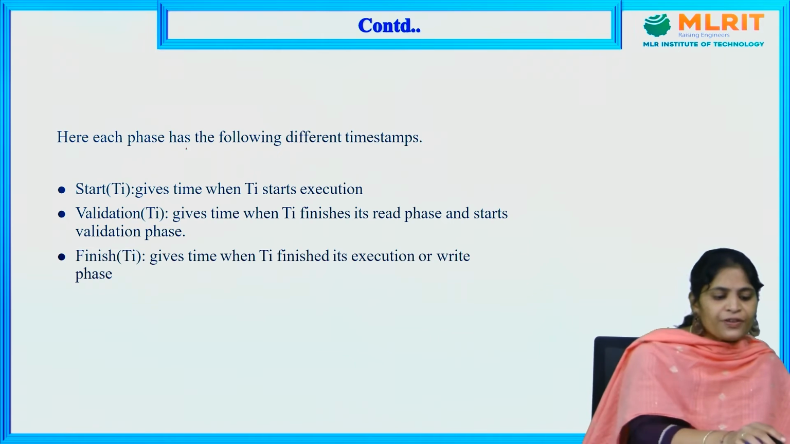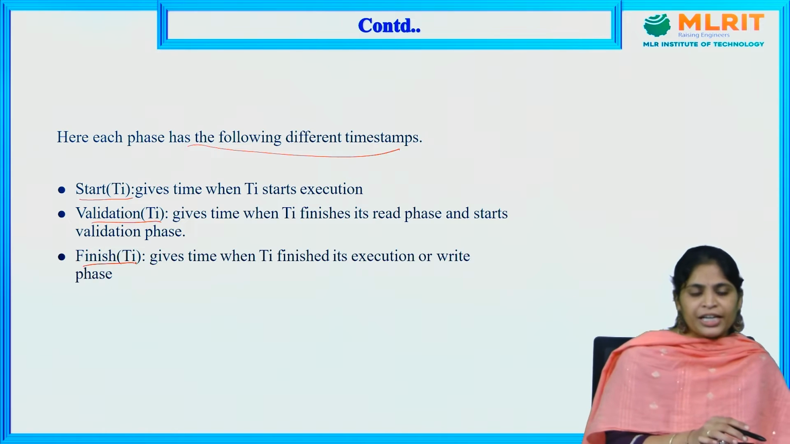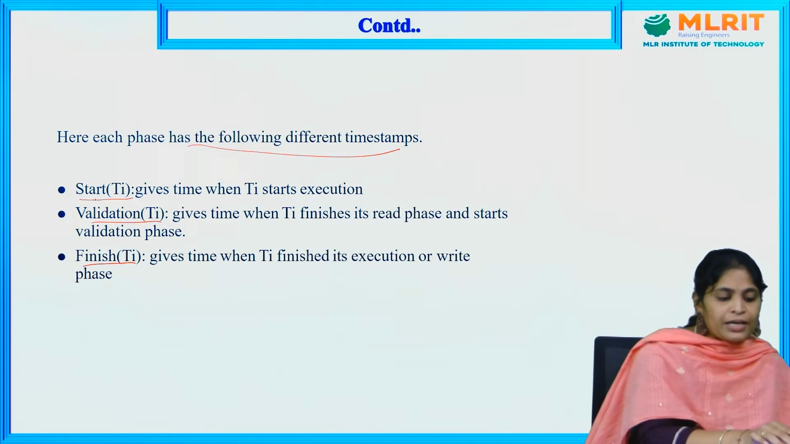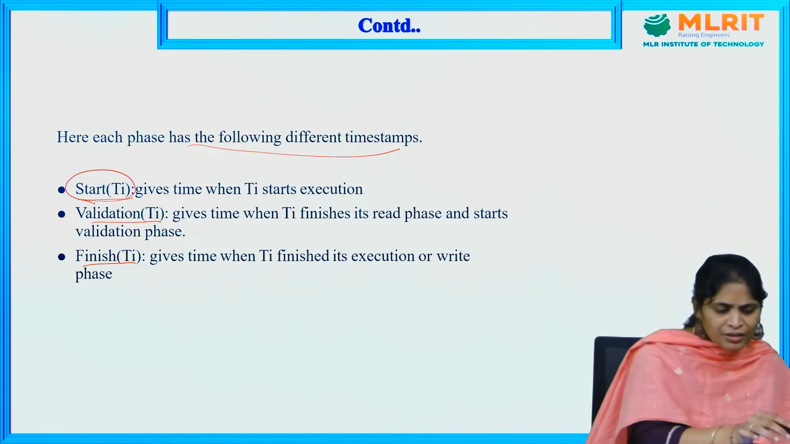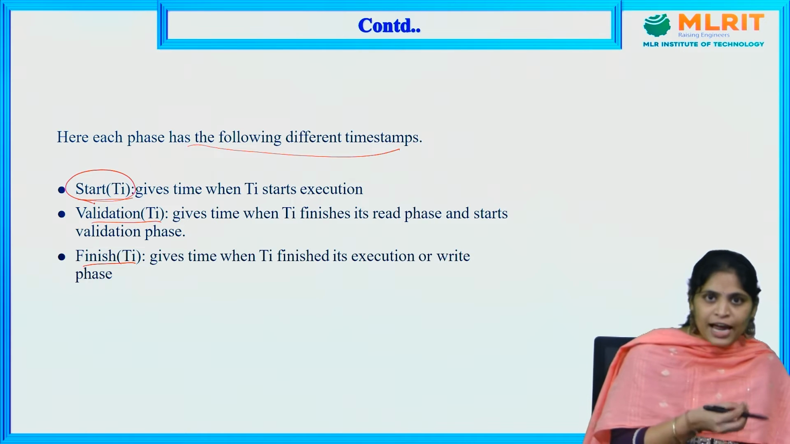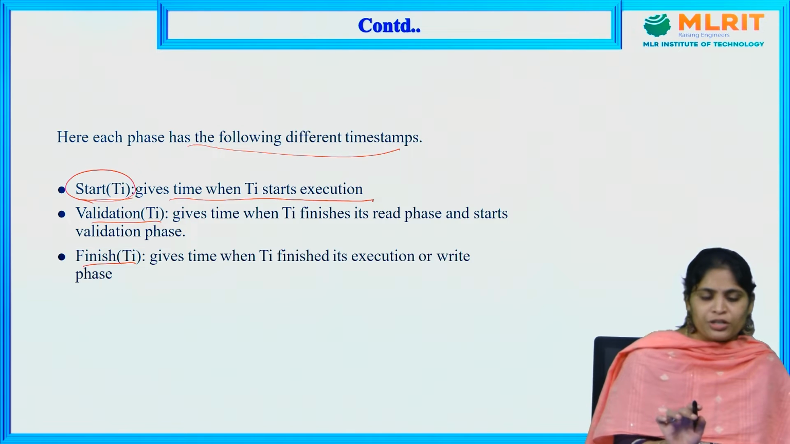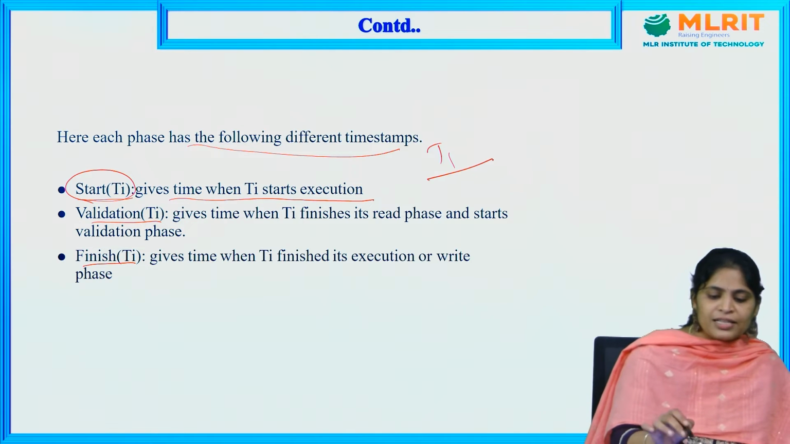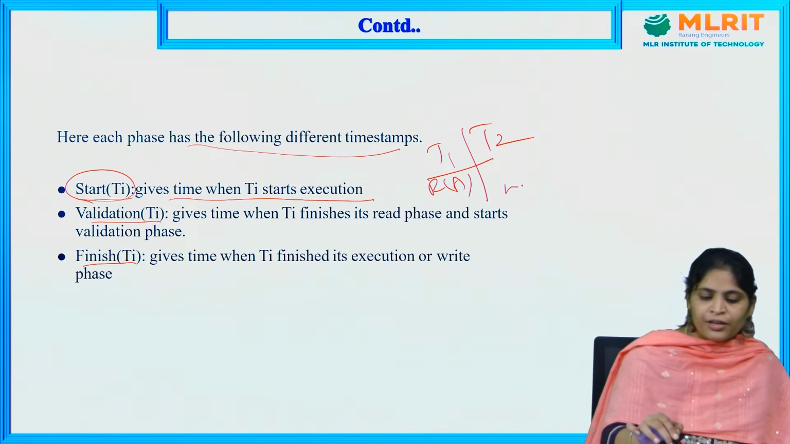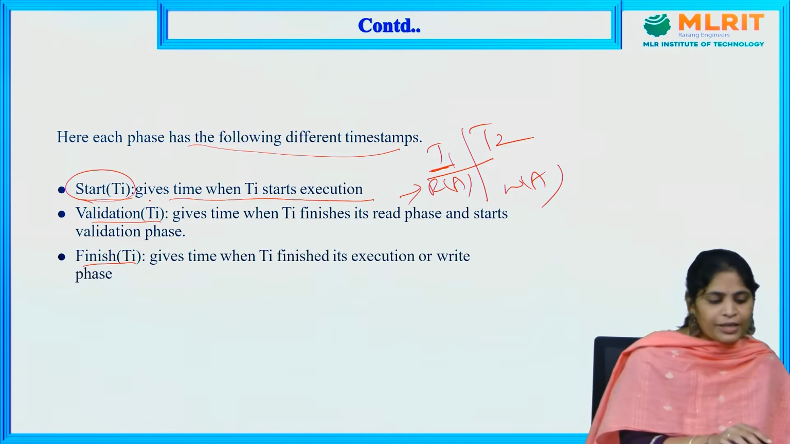Each phase has different timestamps. What are those timestamps? Start of TI, validation of TI, and finish of TI. Three types of timestamps here. Start of TI gives the time when TI starts execution. That means if T1 starts execution, for example T1 R of A, T2 W of A, whenever it starts, that timestamp value will be given.